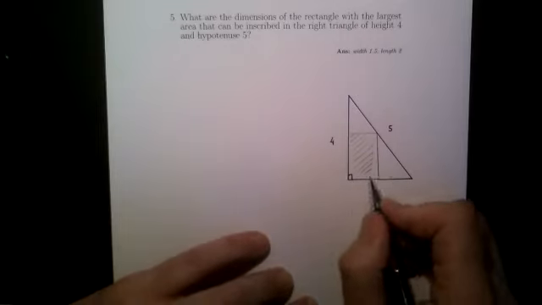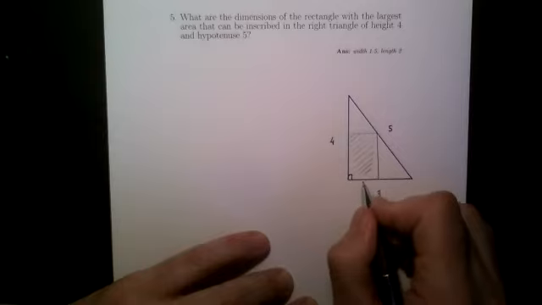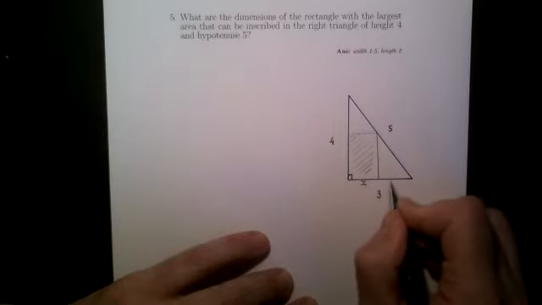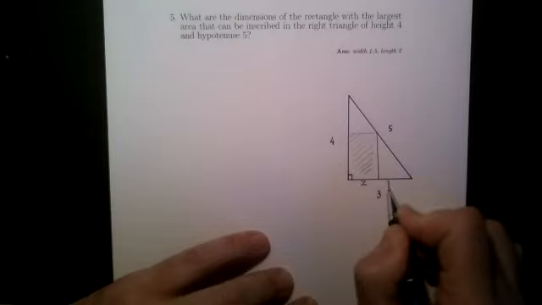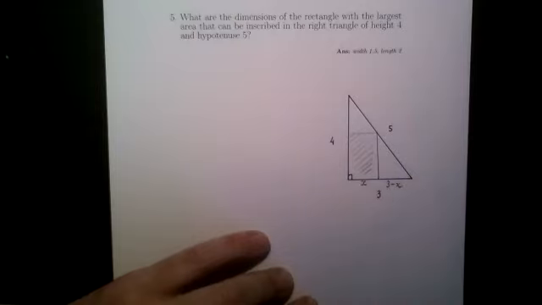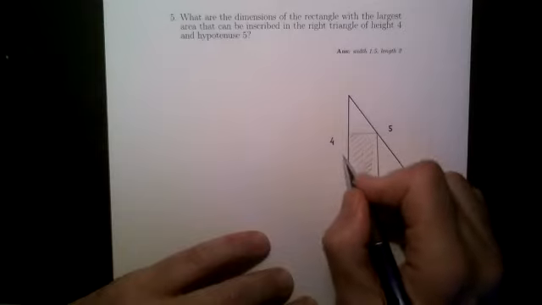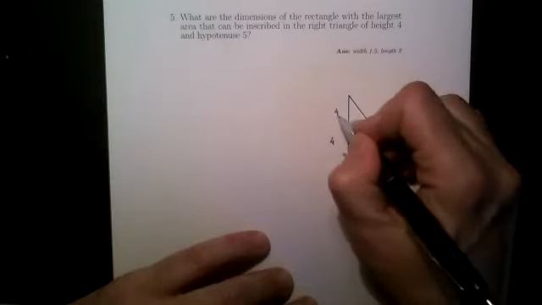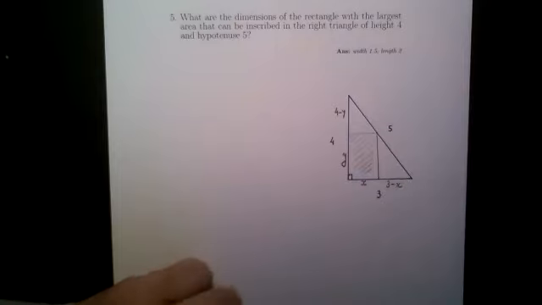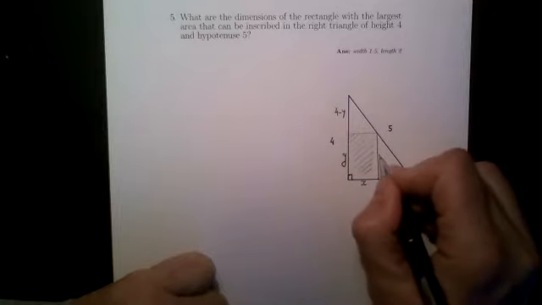Okay. So I'm going to call this here x, and so this part will be what from here to here, of course, 3 minus x. And same idea, if I call this y, then this part from here to here will be 4 minus y. Okay, so far so good. Okay, so this of course is y, and this also is x.